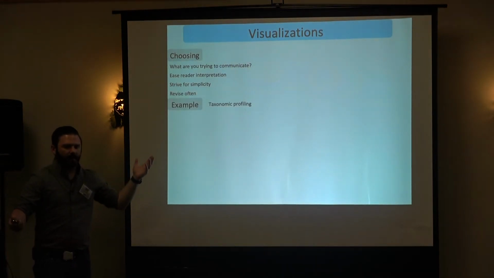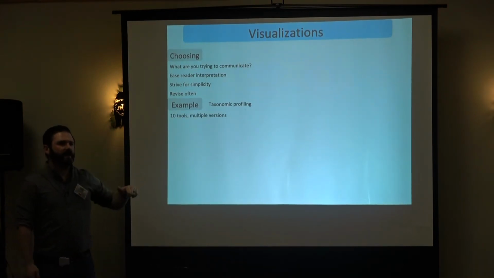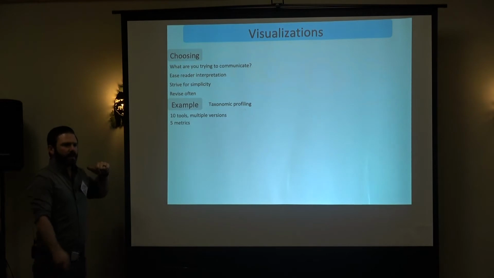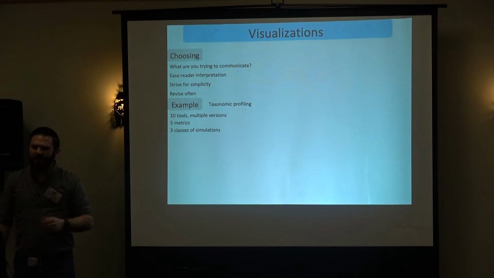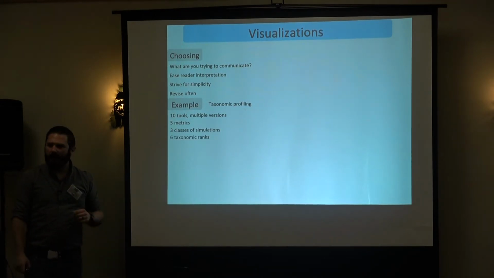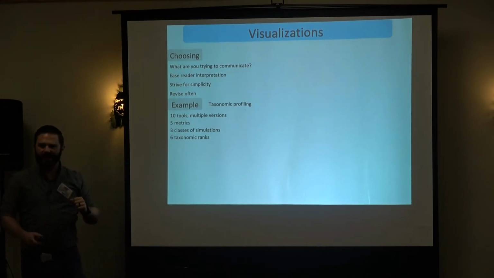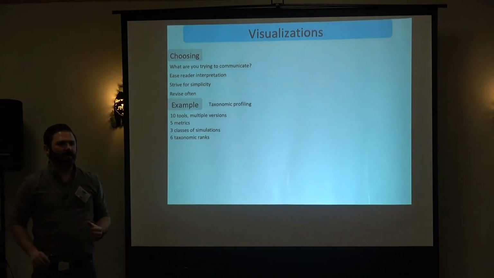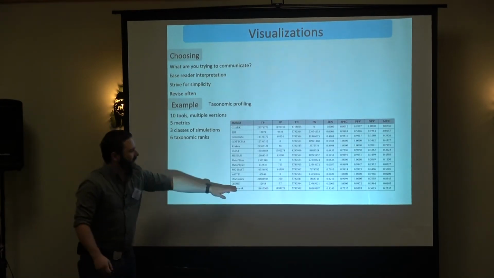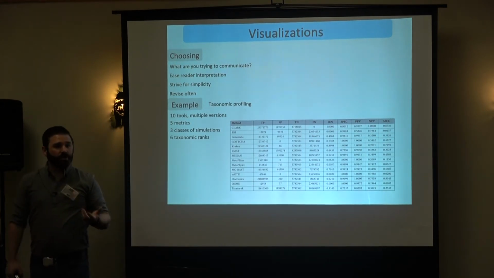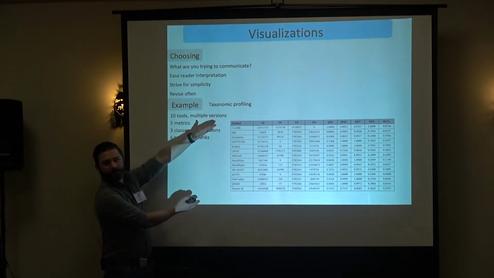So we're talking about taxonomic profiling. In this case, in the CAMI competition, we had multiple versions of 10 different tools, 5 different metrics that we decided to utilize over 3 different classes of simulations, and you can do this comparison at 6 different taxonomic ranks. Ooh, great. Multiply all these numbers together, plus the number of versions here. How are we going to try to visualize this information? Some people, I stole this from a publication that will remain anonymous because I'm picking on them, choose as figure 1 of their publication to be this nice big old table.